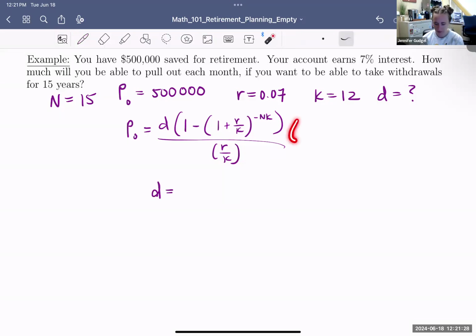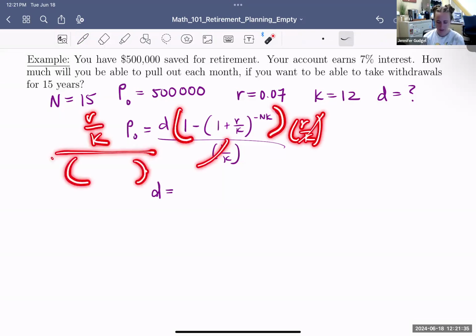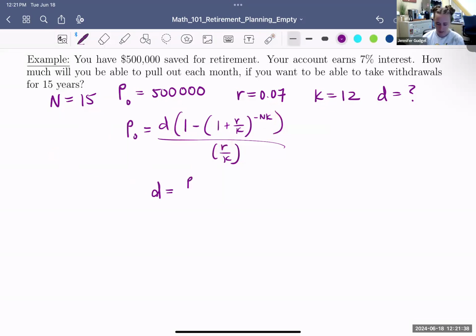You multiply both sides by R over K, and then you divide both sides by this whole thing. That's going to get us the initial amount times R over K divided by that whole big set of parentheses. That's going to be the amount for our withdrawal, how much we would be able to withdraw if that's the amount we started with and we wanted to go for that period of time with monthly withdrawals.